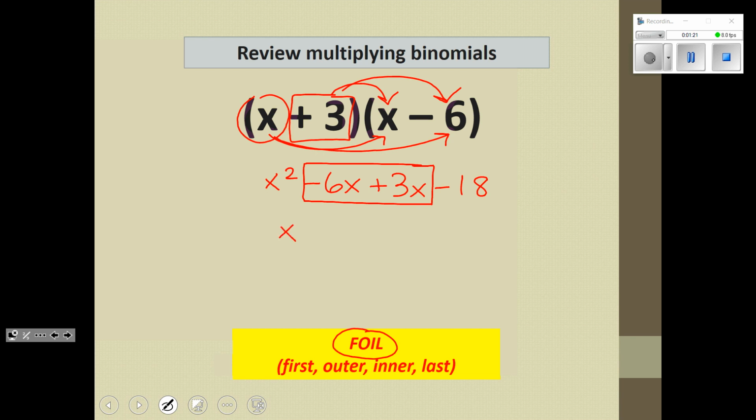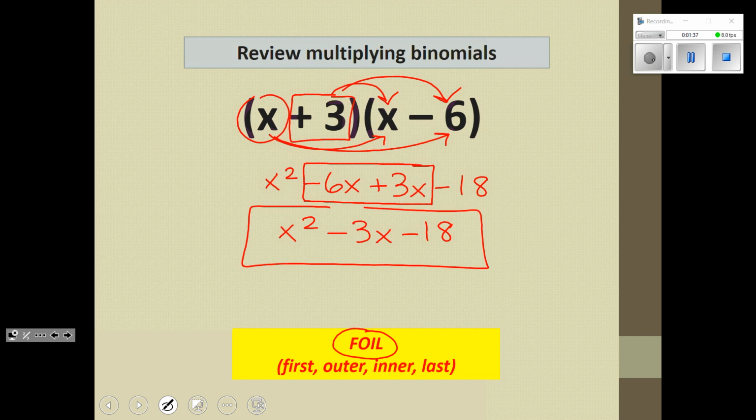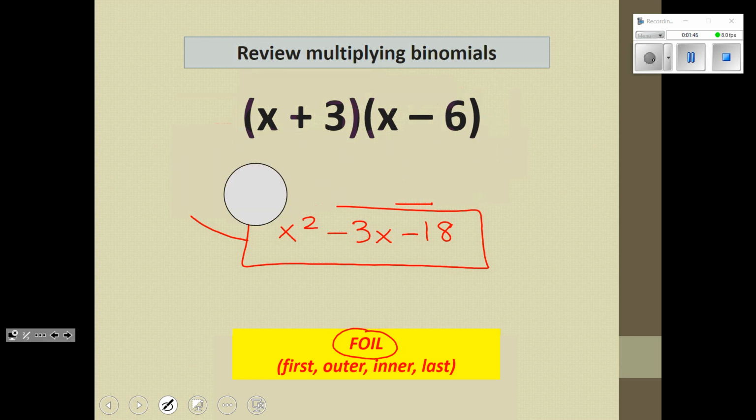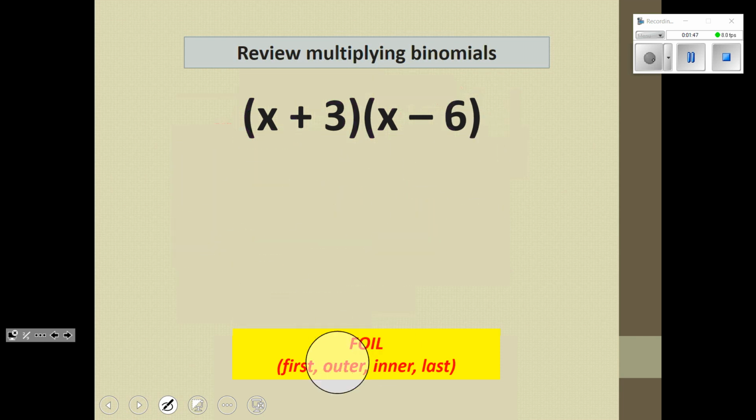So in this one we have x squared, and we combine a negative 6x and a positive 3x. That is a negative 3x, and then we have minus 18. So that's a review on FOIL. Now what we're going to do today is start here with the trinomial and go back to the two binomials. So we're going to be doing FOIL in reverse. We call it sometimes reverse FOIL. So let's look and see how this works.